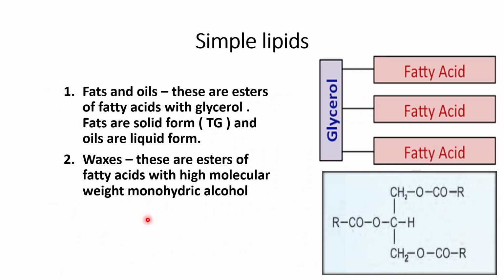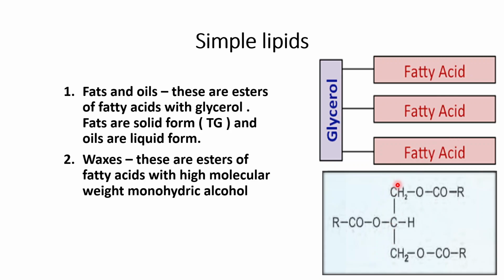Now, simple lipids can be either fats or oils. These are esters of fatty acid and an alcohol, which is glycerol. If it is in solid form, it is called a triglyceride, or if it is in liquid form, it is known as oil. This is the structure of a triglyceride. It consists of an alcohol which is glycerol. Glycerol has 3 hydroxyl groups. To each hydroxyl group, a fatty acid is attached.